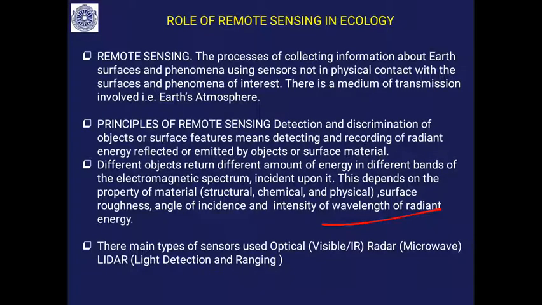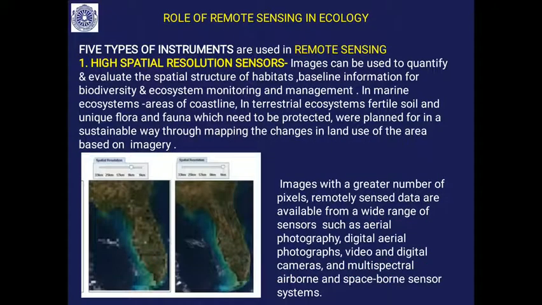Three main types of sensors are used: optical or visible or infrared radiated sensors, radar sensors, and microwave or LIDAR sensors, that is light detection and ranging laser sensors. Okay. So there are 5 types of instruments used in remote sensing. The first one is high spatial resolution sensors. So, these are all sensors that collect the data.